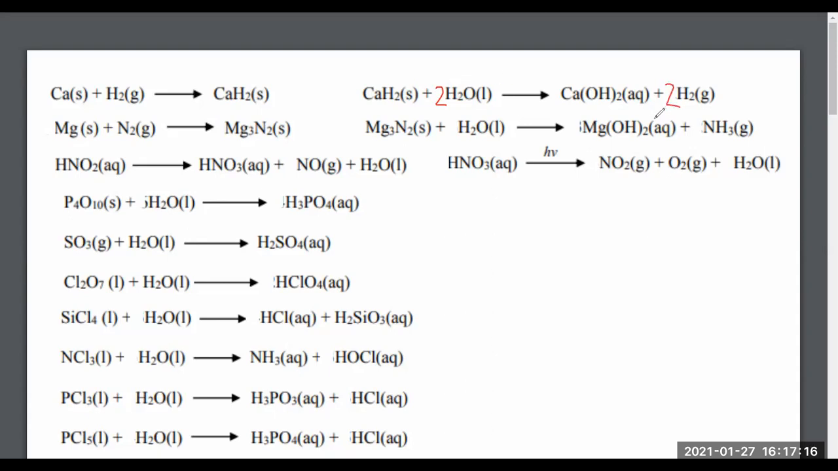Hope that is clear. Okay, that's how you balance it. It's easy. I hope you understood it. If you put a 2 here and 2 there, I think the reaction is balanced.